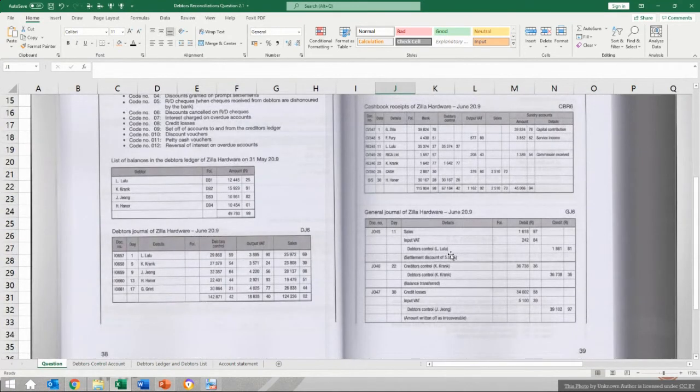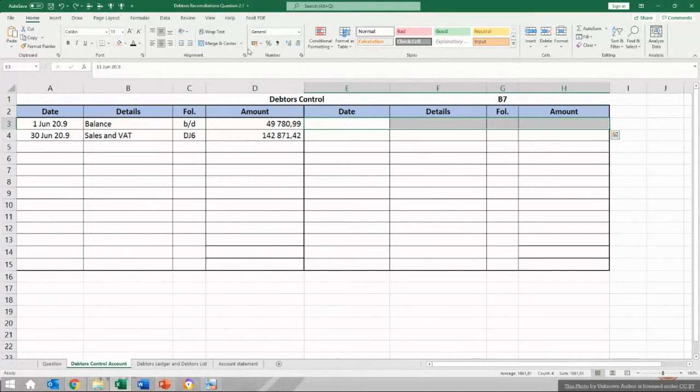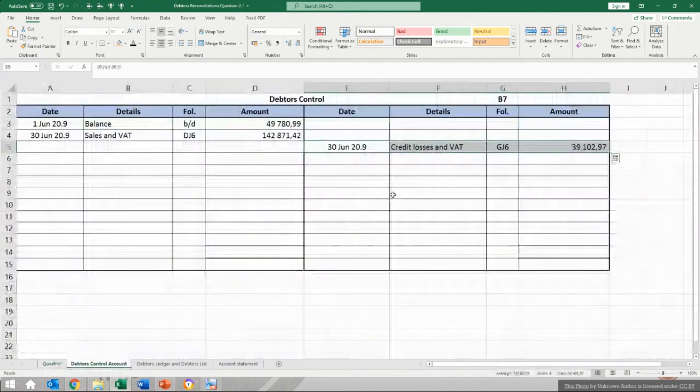Where did I put? Okay, so I put a general journal in there, sorry. Let me just undo what I did here. Okay, so that is the general journal one. Let me just get the correct entry. Oh, that's credit losses.